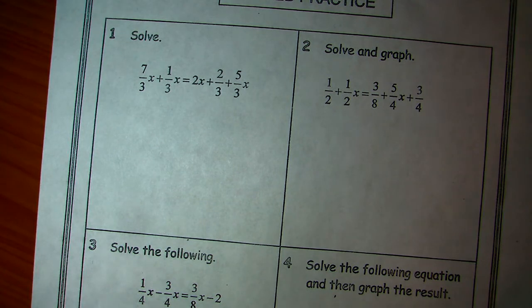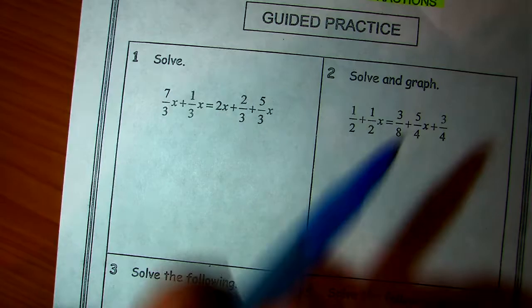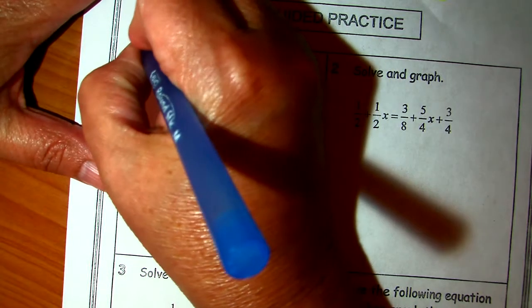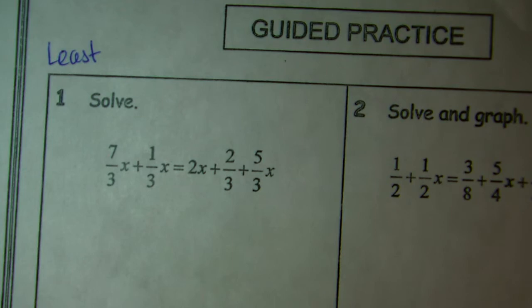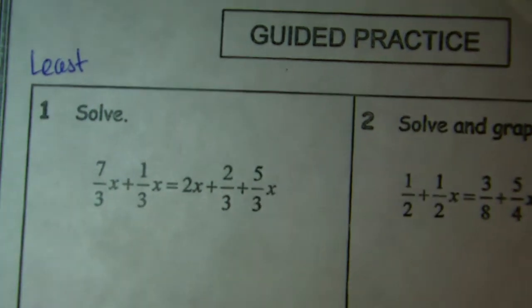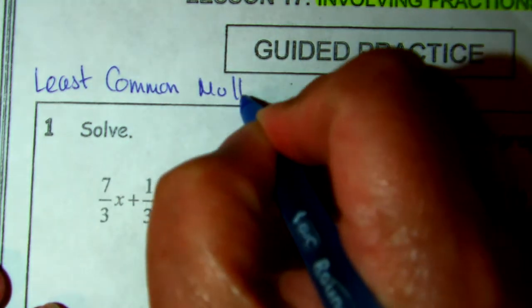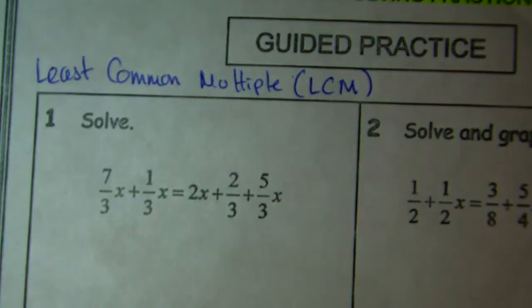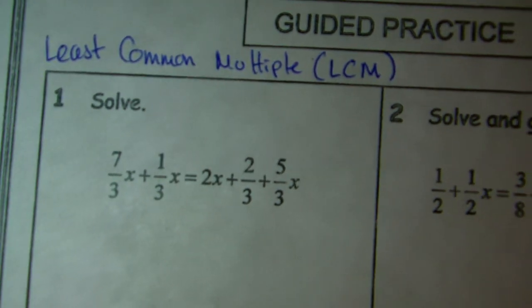By now you have already done the previous assignment, the bell work, which was investigating the least common multiple, or LCM. It is also called the least common divisor, but I didn't include that in your bell work.